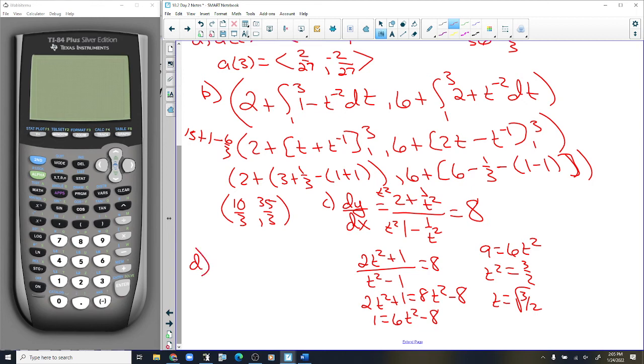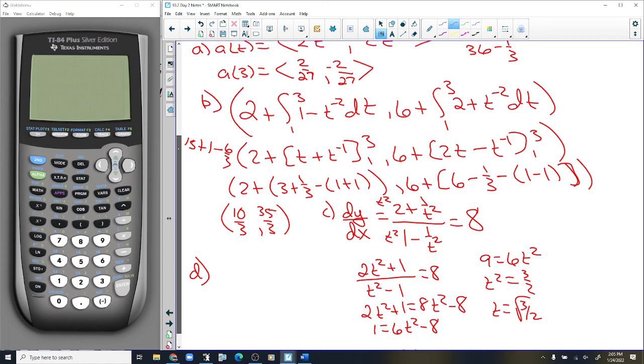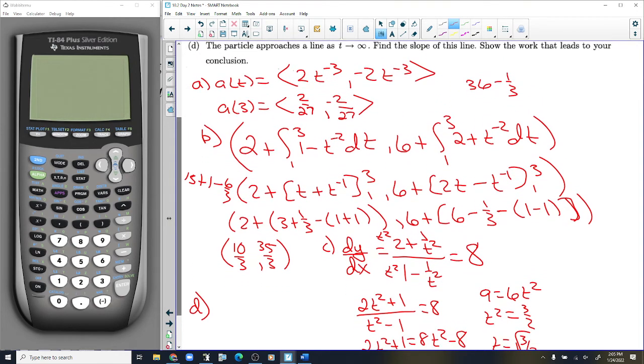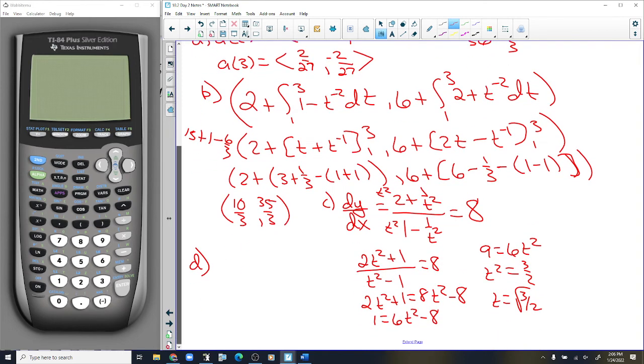And then D. I'll come back down to this. The particle approaches a line as t approaches infinity. The more and more we go to the right, the more this curve is approaching a line. It's becoming linear at the end. That's what they're saying. So what is the slope of that line that it's approaching?